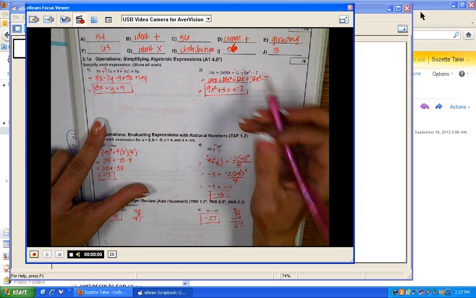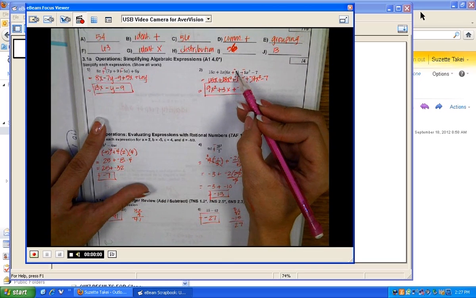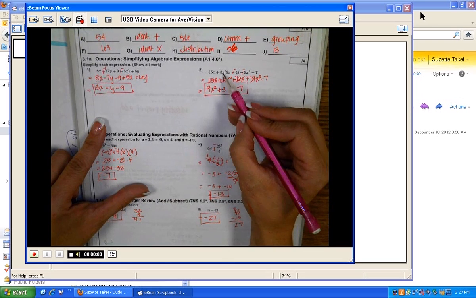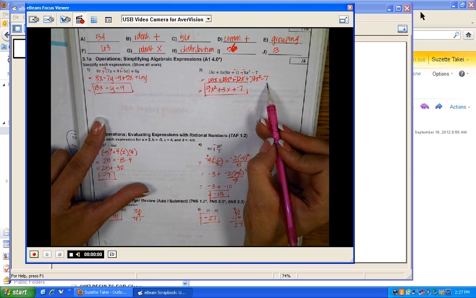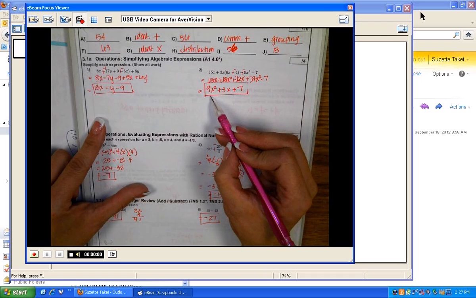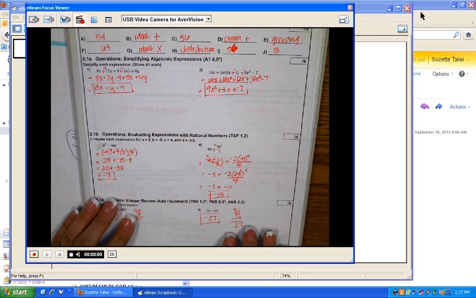Same thing. Changed all my addition to subtraction. Okay, then I distributed my 3x to get rid of my parentheses, and I ended up with this. You can zoom in if you need to see it. Then I combined my like terms, and there's my final answer.